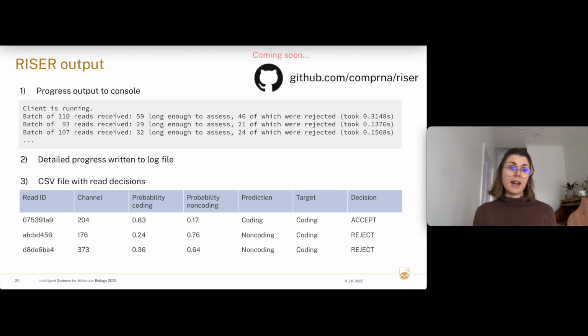What you get out from RISER is the progress written to the console, a detailed progress written to a log file, and in addition, a CSV file with read decisions. So this gives you a better idea of what's happening under the hood for RISER to make its accept and reject decisions.